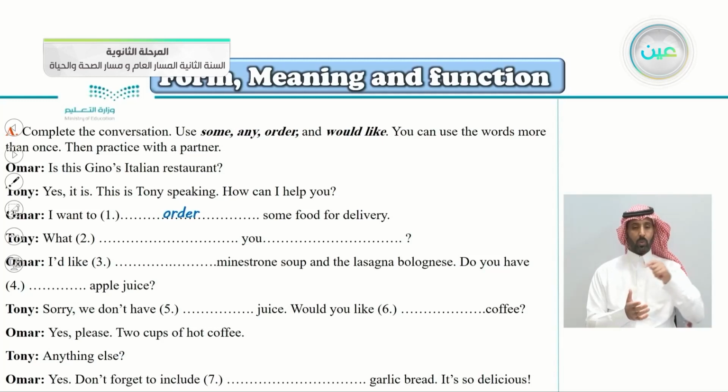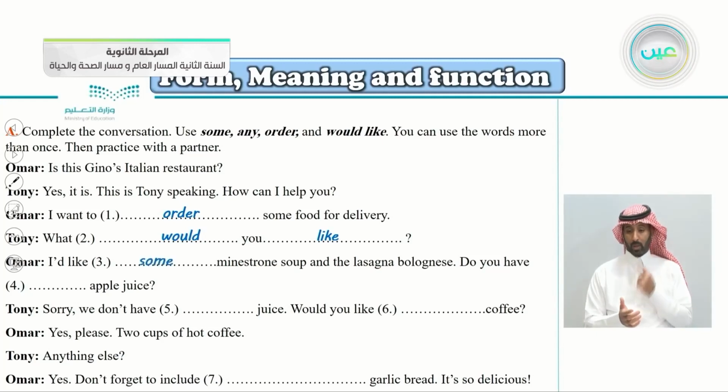Tony: What would you? So we have two gaps here. What would you like? So you here is in the middle between would and like. Umar: I'd like, so I'd like what here, number 3? I'd like minestrone soup and the lasagna bolognese. So what do we say here? Very good. I'd like some, because this is an affirmative sentence here. I'd like some minestrone soup and the lasagna bolognese.